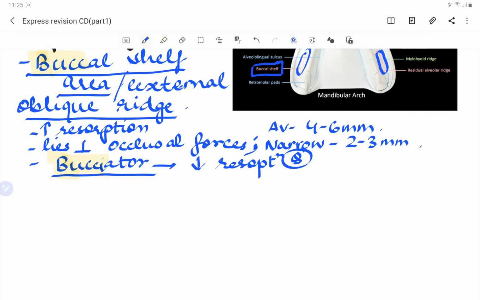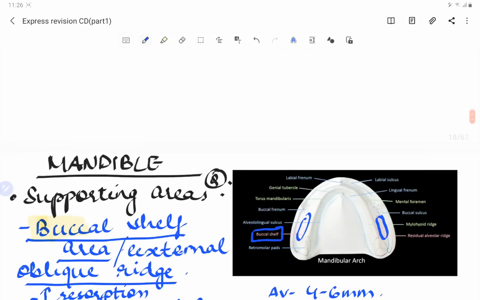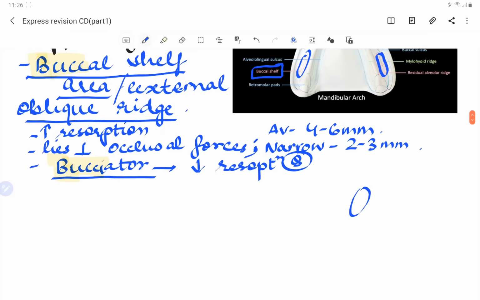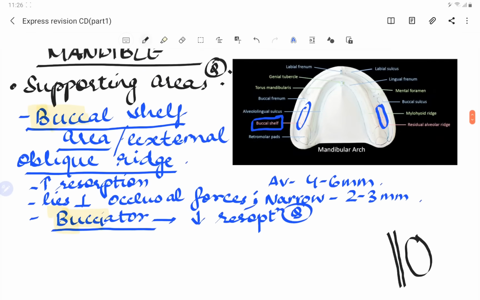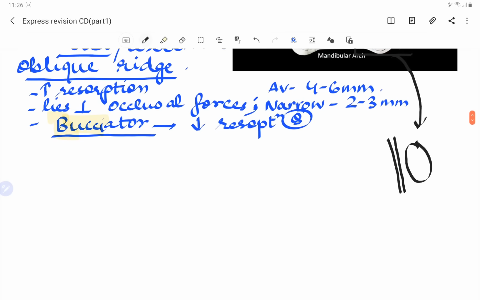And if we talk about the buccal shelf area, let me draw it again. See, this is the buccal shelf area. This is the ridge. I am drawing it from this side. This particular area is the buccal shelf area, right here. As you can see, we have zoomed in on this section. This is the buccal shelf area.